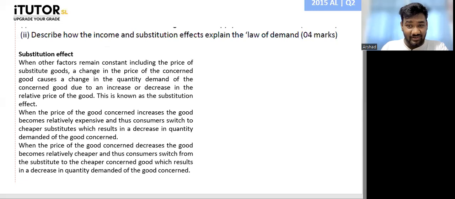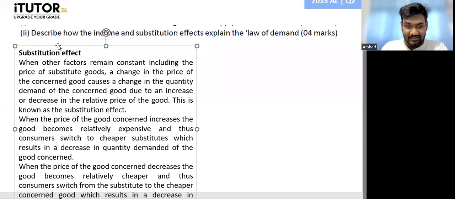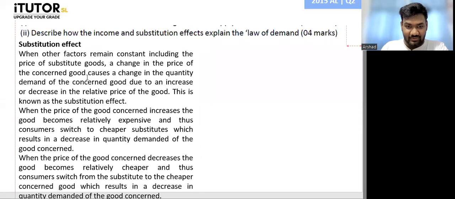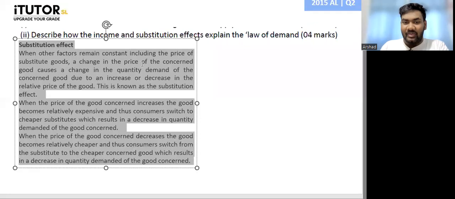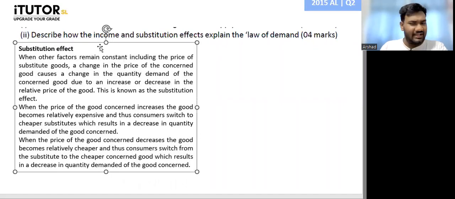One thing is, if you know the units, you can easily figure out from which unit the question is coming. Right. Okay. We'll start with the substitution effect, guys. What is the substitution effect? This is a very basic area. I know most of you know this, but for the ones who are still a little confused, let me take some time.